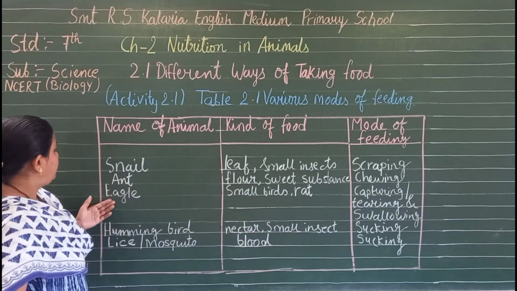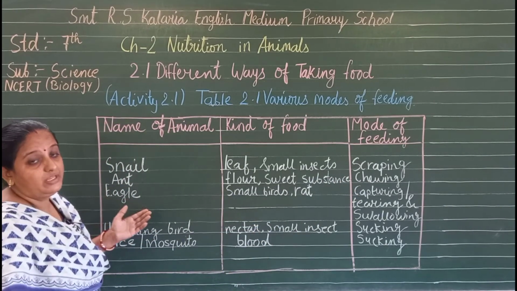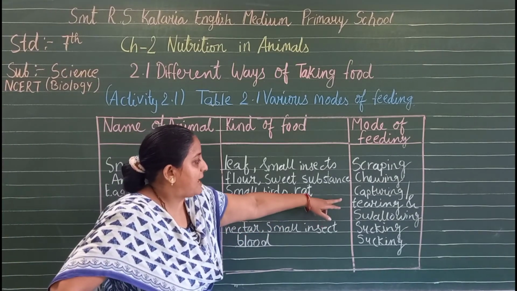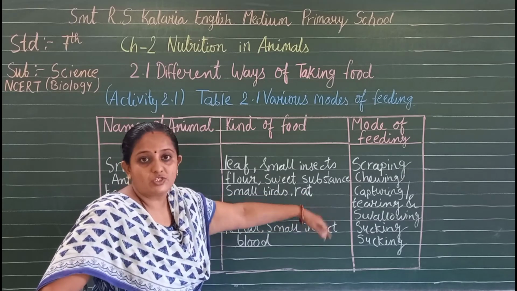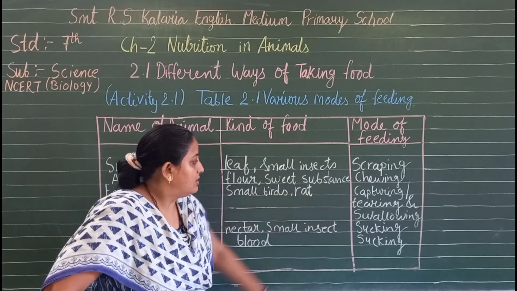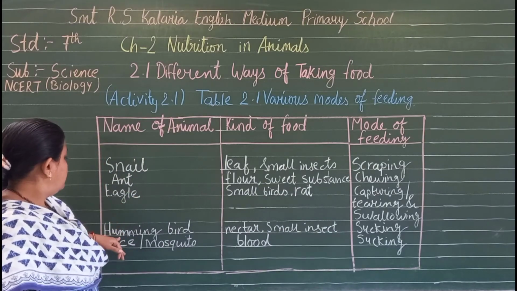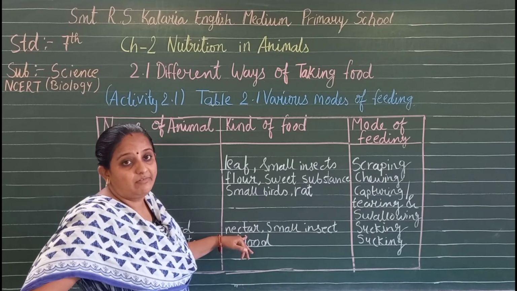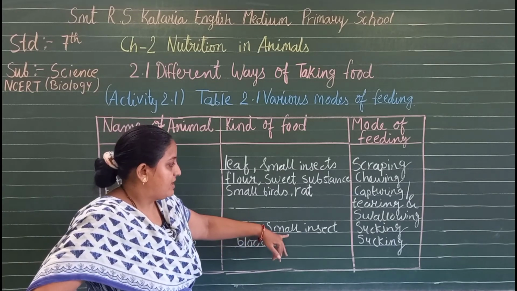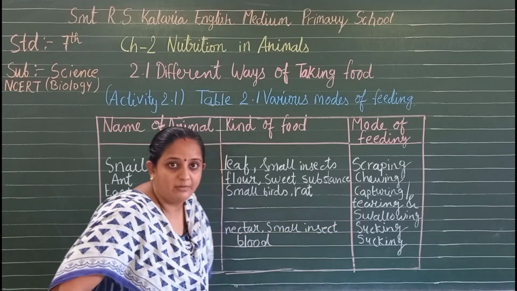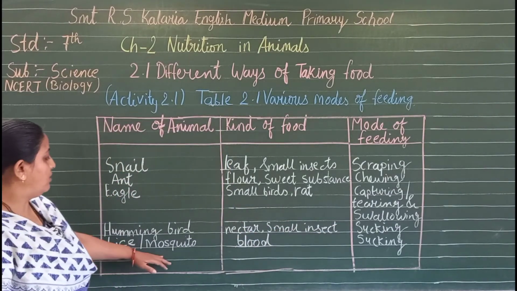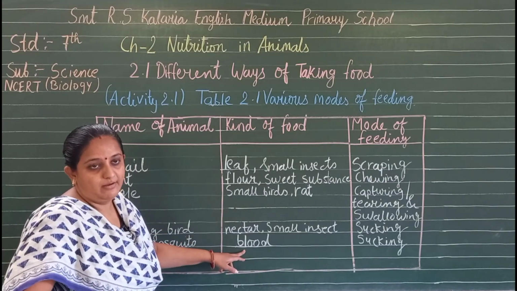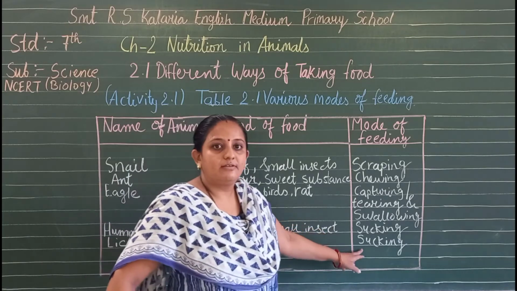The next we have in this table is eagle. We all know eagle eats small birds and rats, and its mode of feeding is capturing, tearing, and swallowing. Next bird, hummingbird. Hummingbird sucks nectar from flowers and small insects, and its mode of feeding is sucking. Same over here, lice or mosquito, both suck blood, and the mode of feeding is sucking.